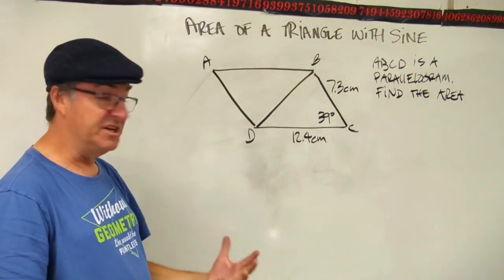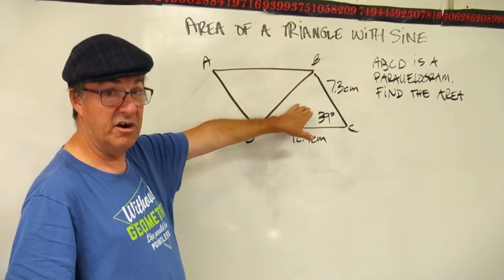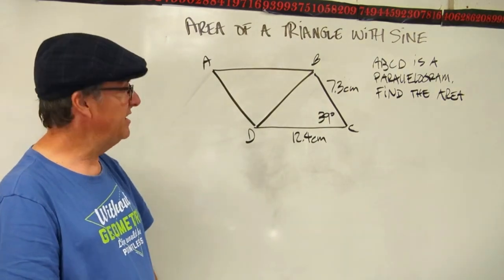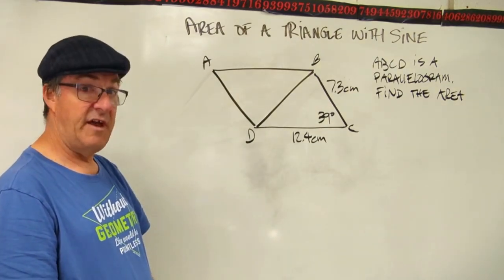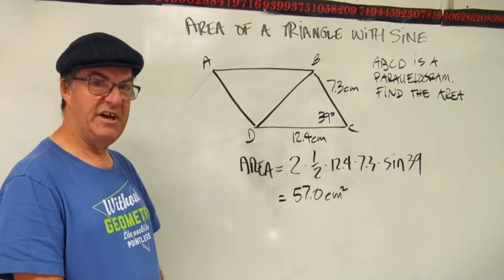Okay, your strategy is to find the area of this, which is a straightforward application of the triangle area formula, and then multiply it by 2, and that will give you the area of the parallelogram. So if you haven't already done so, pause the video and calculate that area. Okay, let's see how you did.